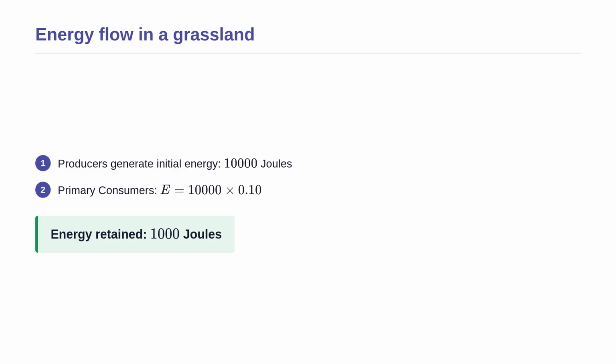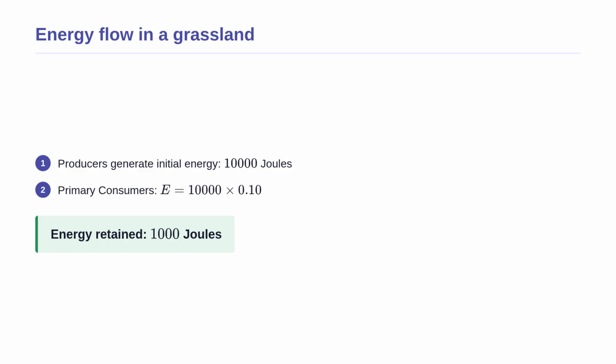Before we move on, let us see this formula in action with a concrete example. Imagine a vibrant grassland ecosystem where the producers, mostly tall grasses, generate exactly 10,000 joules of energy through photosynthesis. We want to find out how much energy reaches the snakes at the top of the food chain. We must apply the 10% rule step by step.